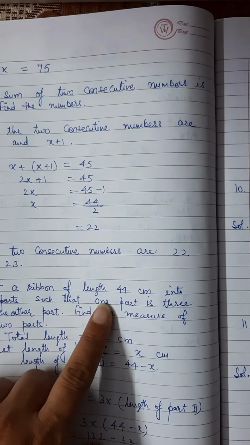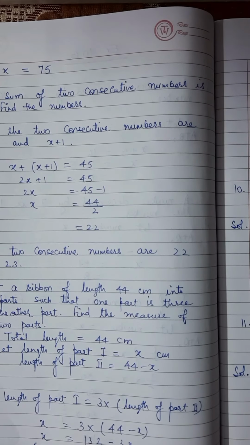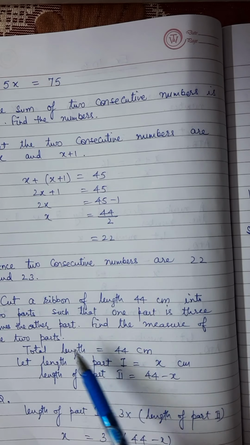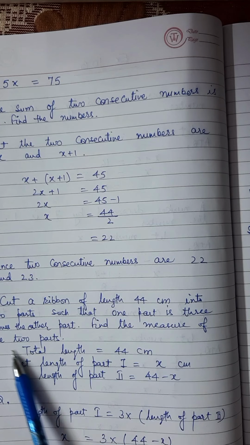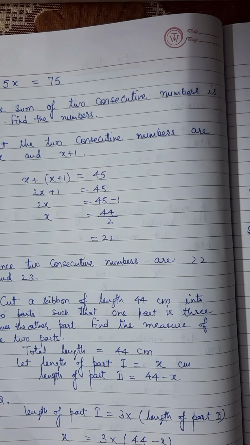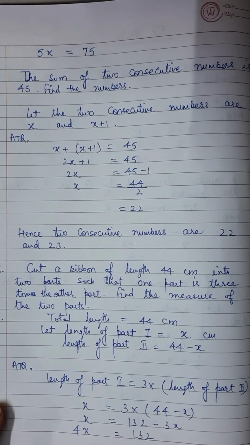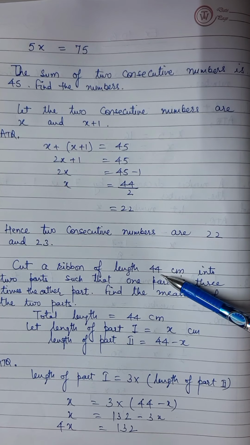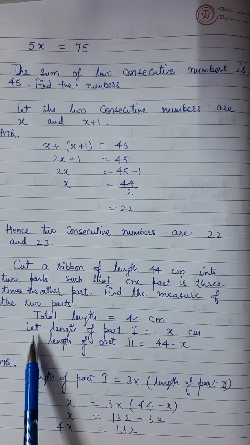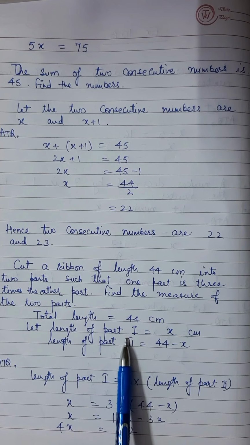Now the sixth sum. We have to cut a ribbon of length 44 centimeter into two parts such that one part is 3 times the other. Find the measure of the two parts. So we have to find both parts. It is given that the total length is 44 centimeter. We have to assume that length of part 1 is x.